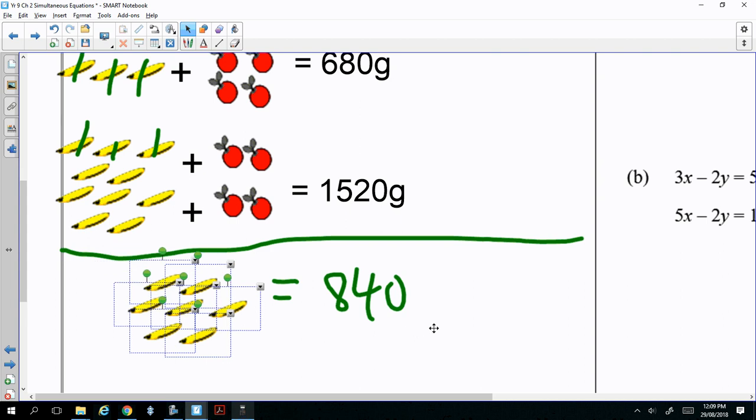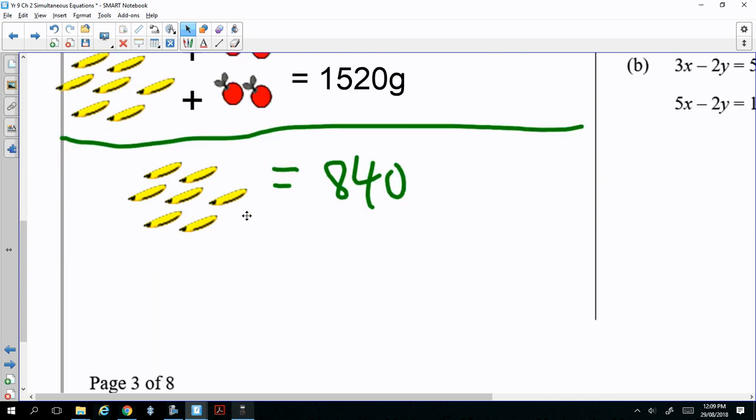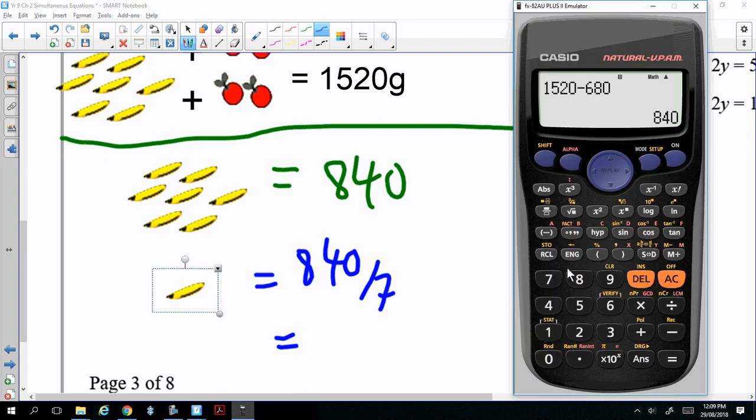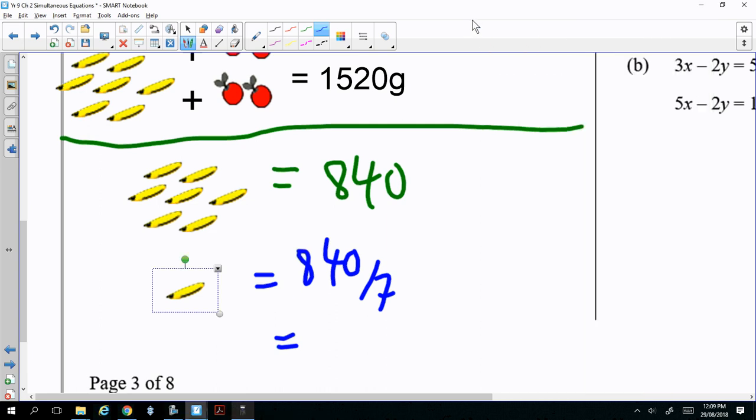So now I can work out what 1 banana is. What's 1 banana? And what would that be? Oh, let's use a calculator. Oh, 1 banana is 120. So let me show you how to do it algebraically. This can be expressed purely by algebra.